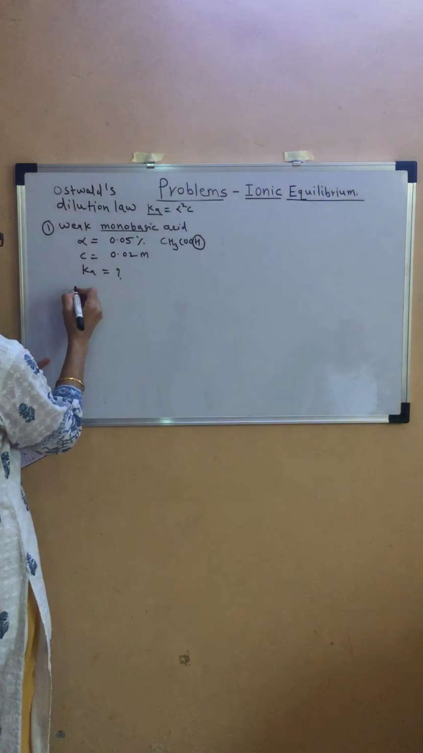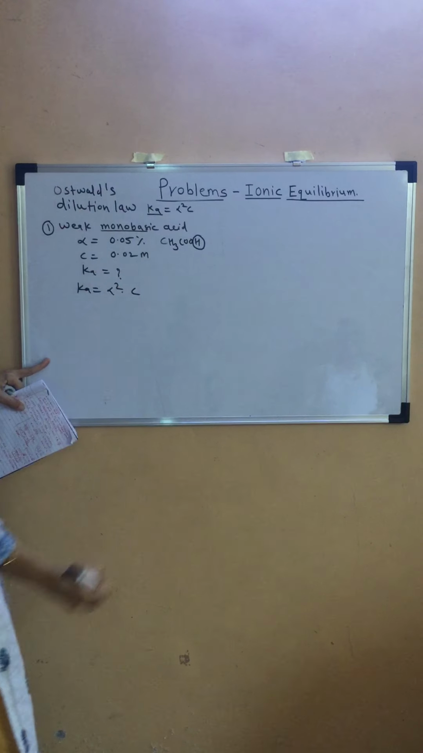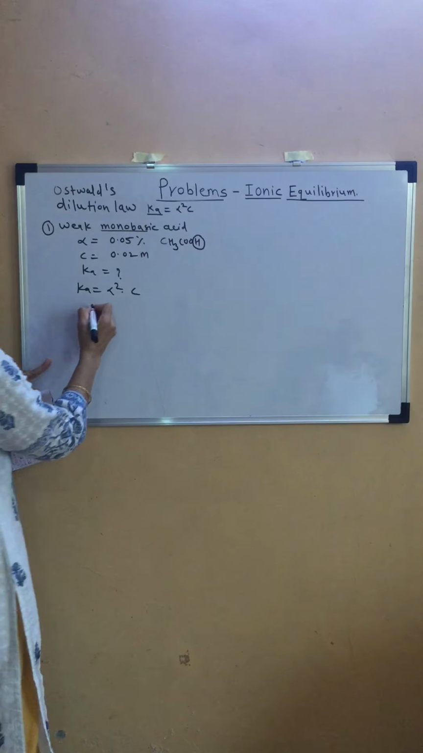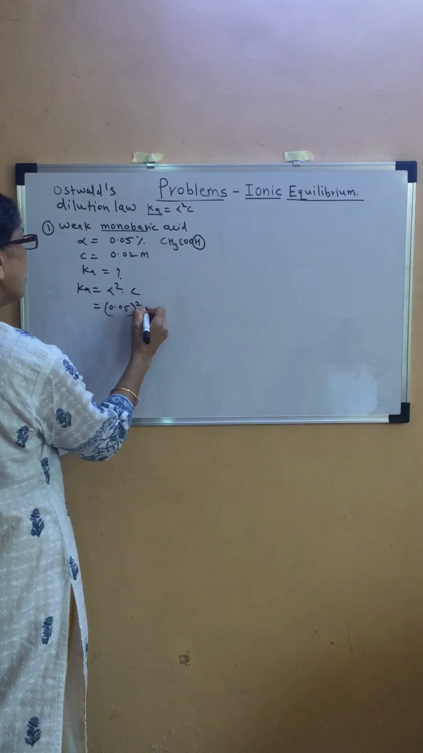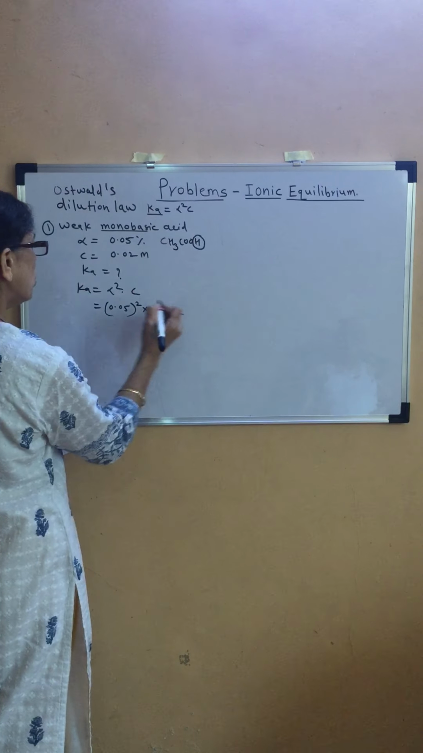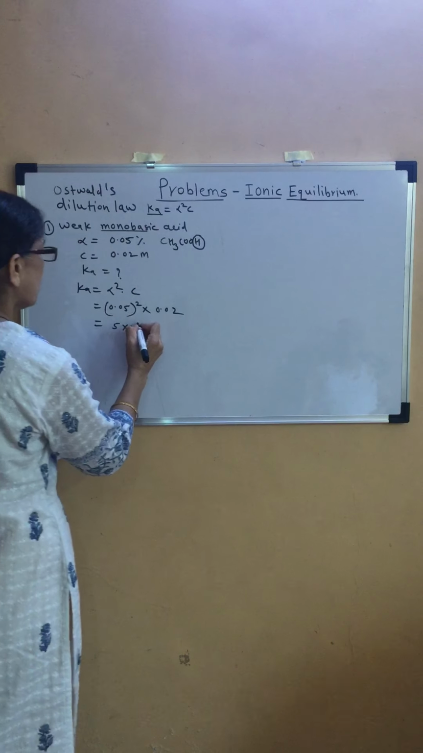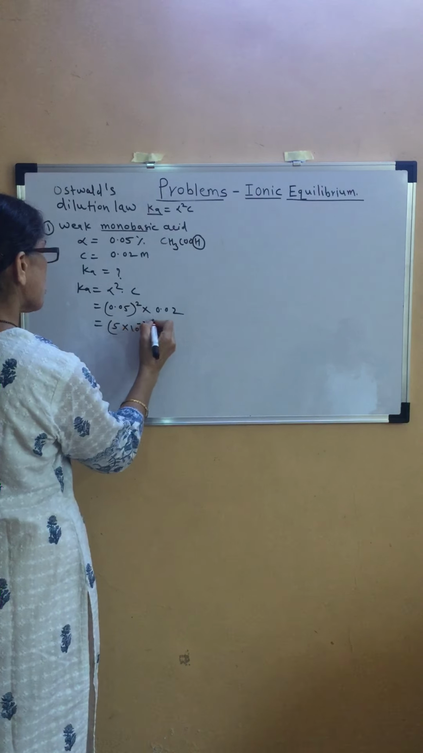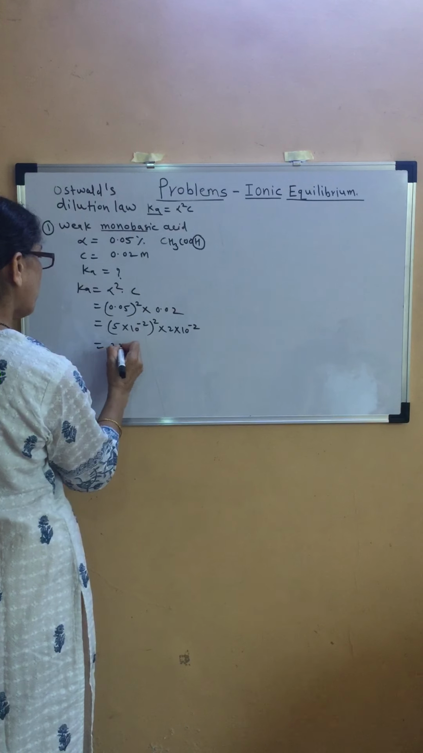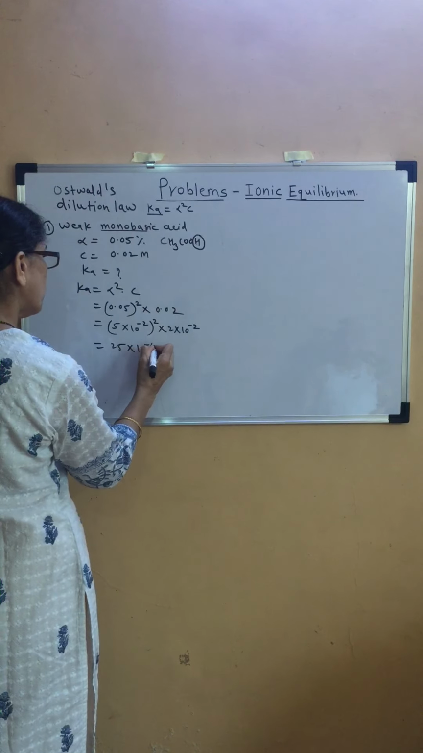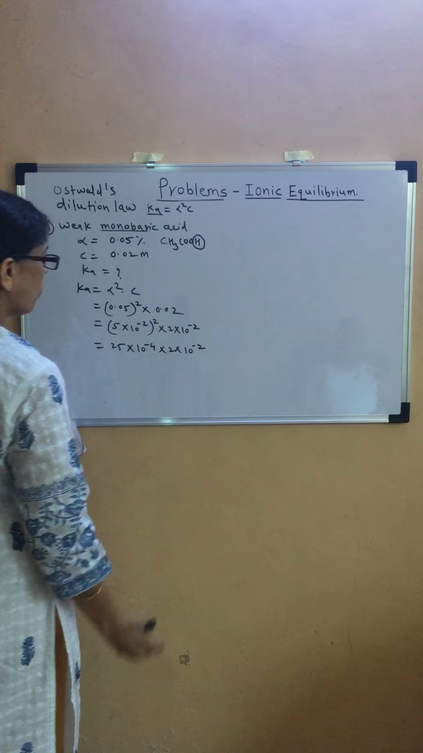So what is the formula? Ka is equal to alpha square into C. So just substitute the values. We will get 0.05 square into 0.02. So 5 into 10 raised to minus 2 square into 2 into 10 raised to minus 2. So 25 into 10 raised to minus 4 into 2 into 10 raised to minus 2.